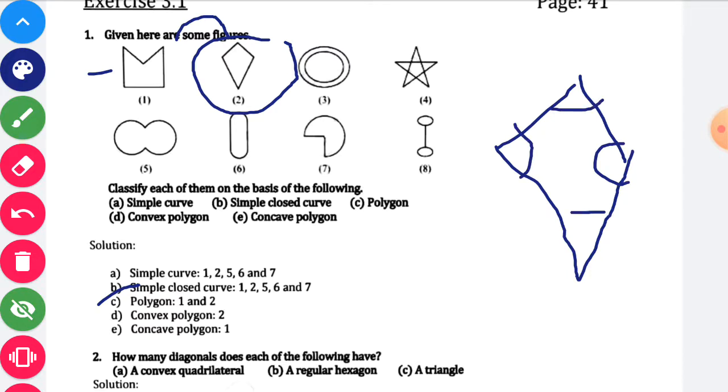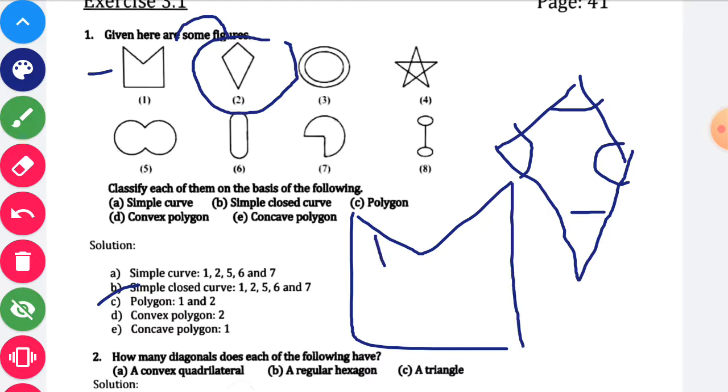And last one, concave polygon. Yes, this is the figure. You can see this angle is more than 180 degree. If you want 180 degree, here straight line should be there. So these two parts are more than 180 degree.